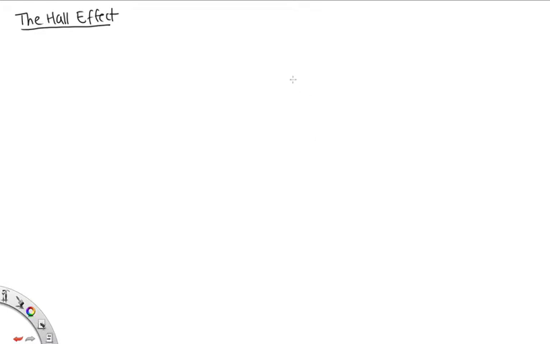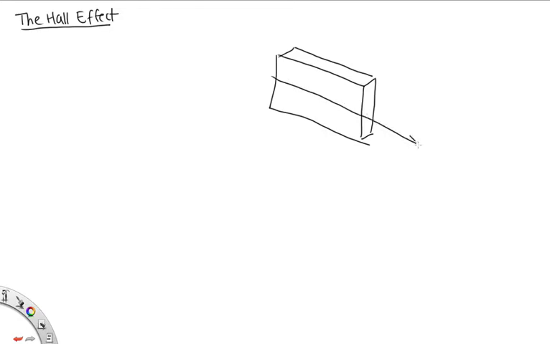So let's consider what happens if we have a piece of metal like this, placed in the magnetic field. What we'll do is we'll run a current along, let's call it the x-axis of the metal, and we'll apply a magnetic field this way in the y direction. And let's consider a positive charge here and work out what force that positive charge is going to feel.